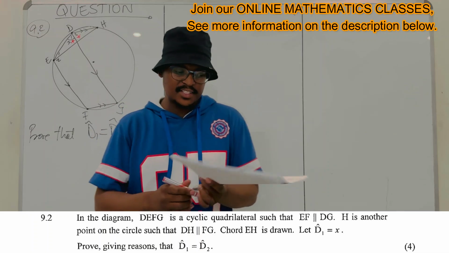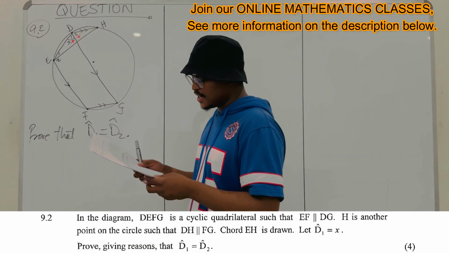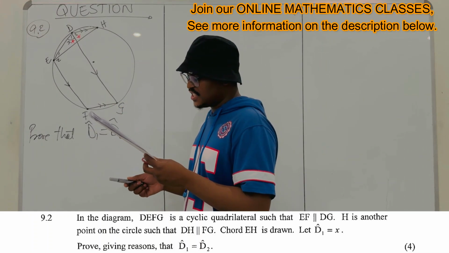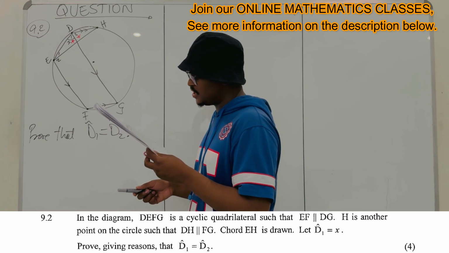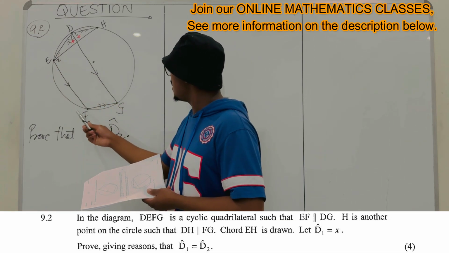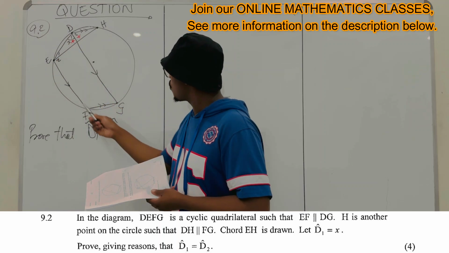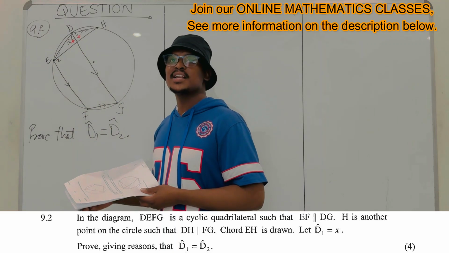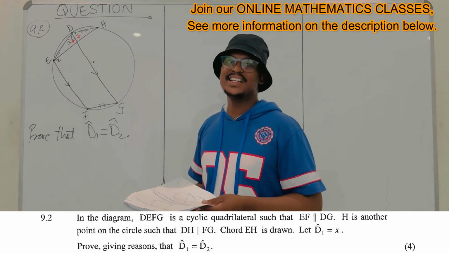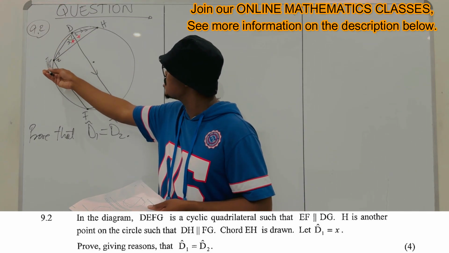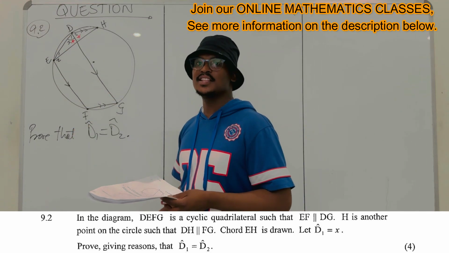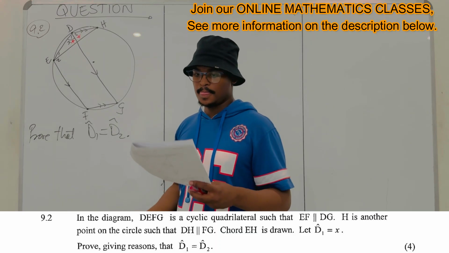So let's try to analyze this. They are saying DEFG is a cyclic quadrilateral such that EF is parallel to DG. DEFG, which is this quadrilateral here, is cyclic. What does it mean to be cyclic? It means all of its vertices lie on the circumference of a circle. You can see D is on the circle, E is on the circle, F is on the circle, and G is on the circle. That's what it means to be cyclic.